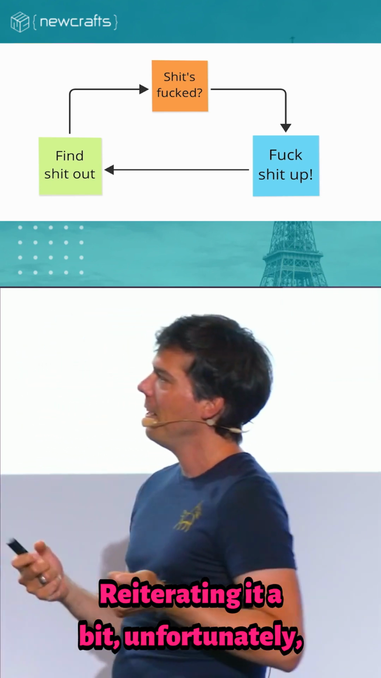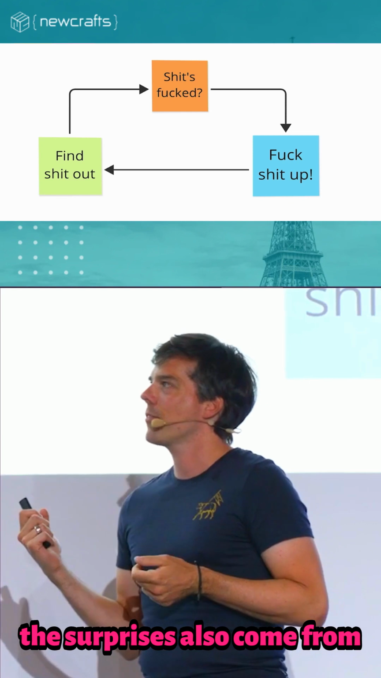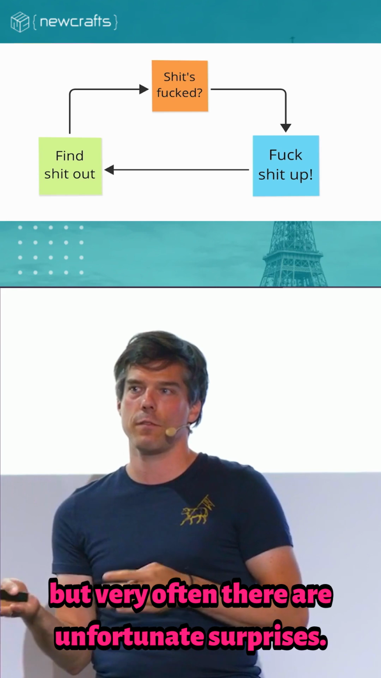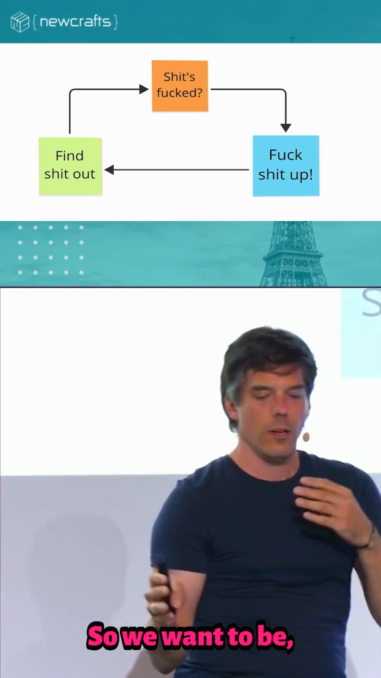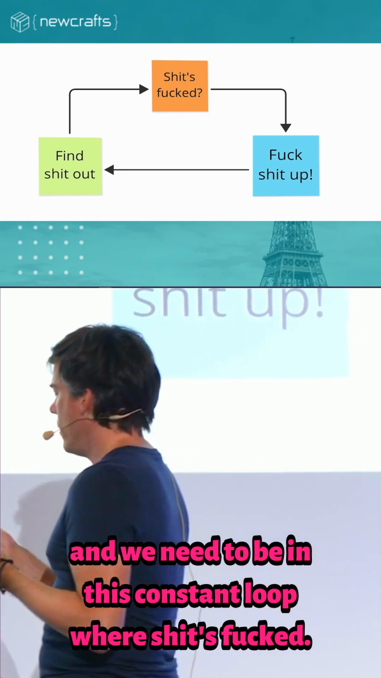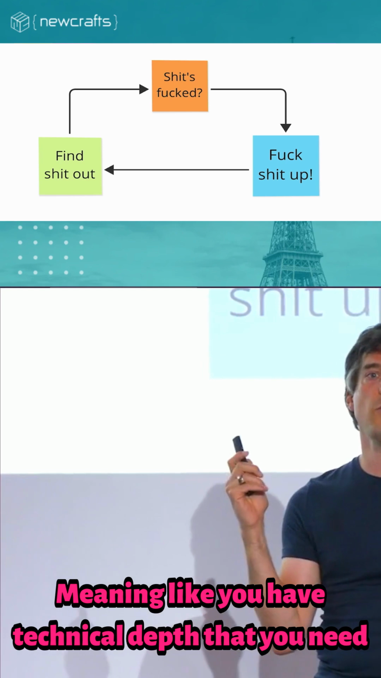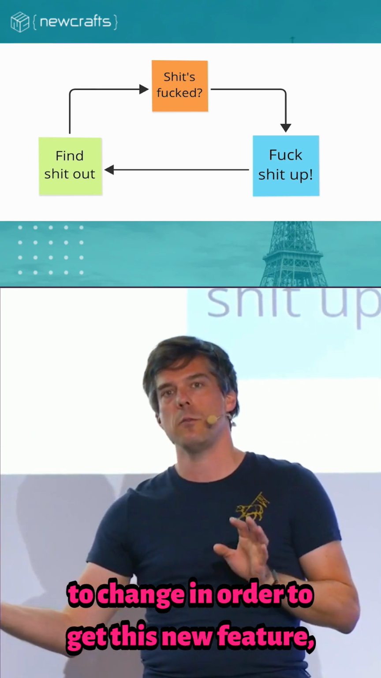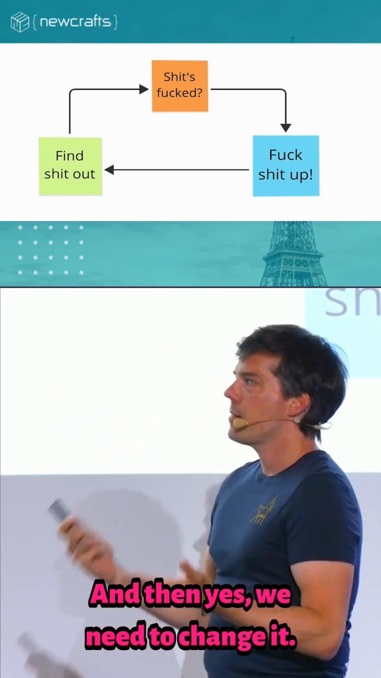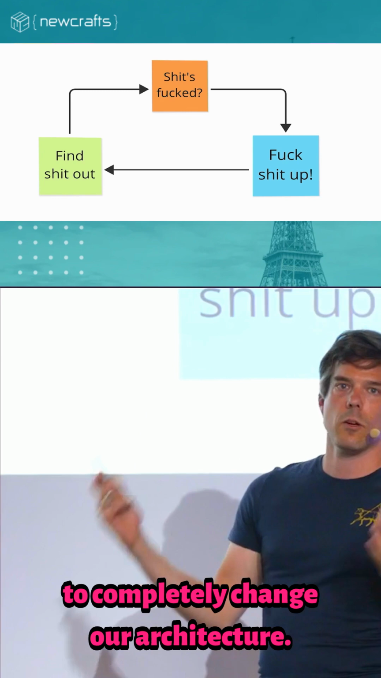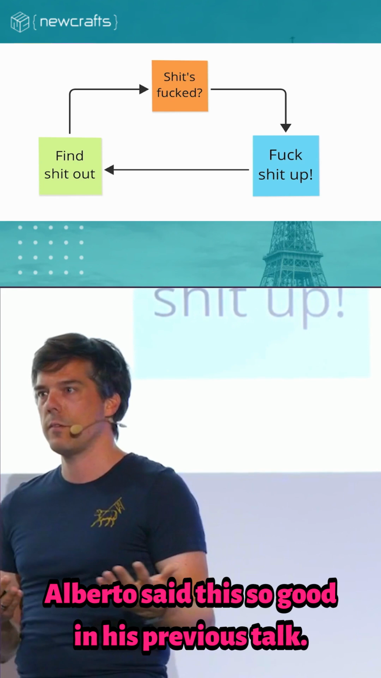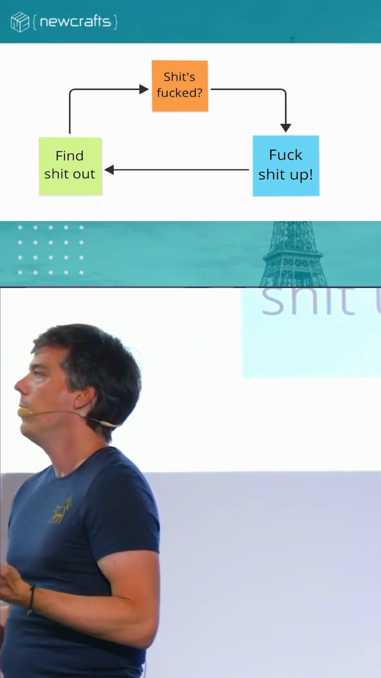Reiterating a bit, unfortunately, the surprises also come from many things that you don't like. There are positive surprises, but very often there are unfortunate surprises. So we need to be in this constant loop where things are broken, meaning you have technical debt that you need to change in order to get this new feature, or there's a new feature that you don't want to do, but you have to do it. And then, yes, we need to change it, and sometimes this means we need to completely change our architecture. Alberto did this so well in his previous talk. If you haven't been here, please watch it.